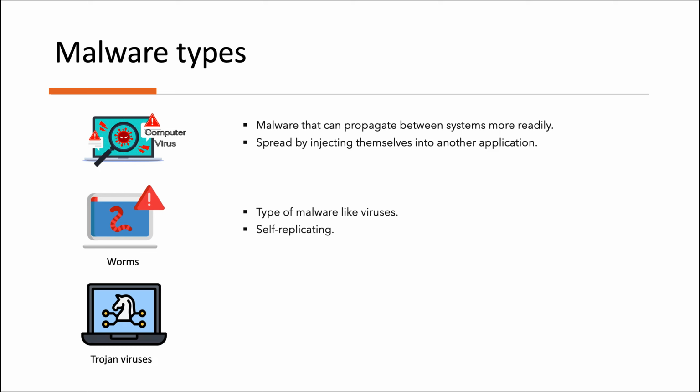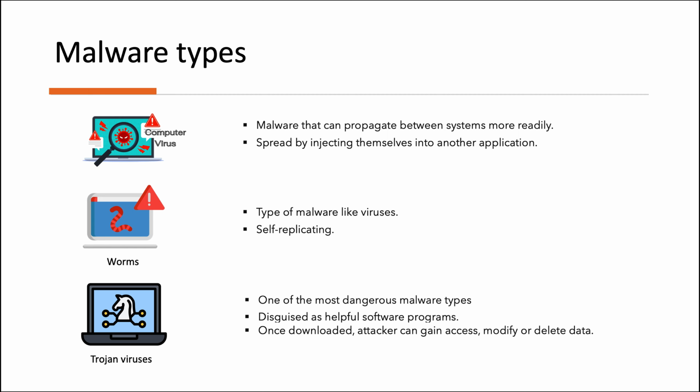Then we have Trojan viruses. Trojan horse is one of the most dangerous malware types. These viruses are designed or disguised as helpful software programs, but once the users download it, the attacker behind the virus can gain access to sensitive data and then modify, block, or delete data. Unlike normal viruses and worms, Trojan viruses are not designed to self replicate.